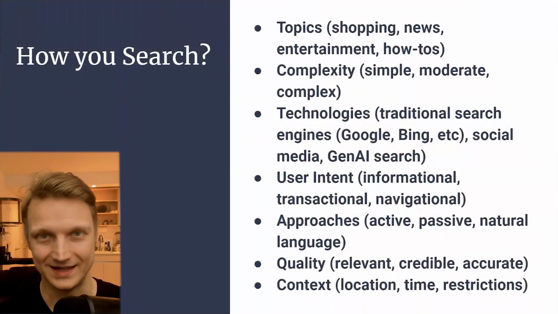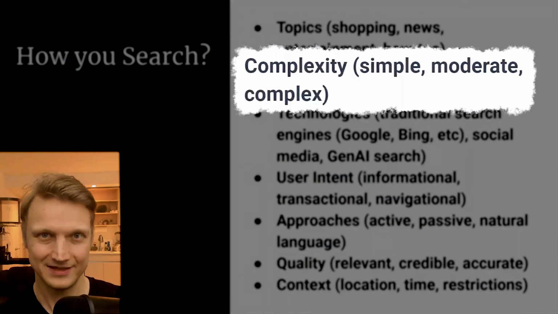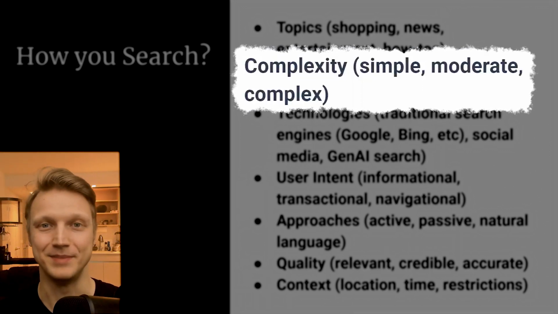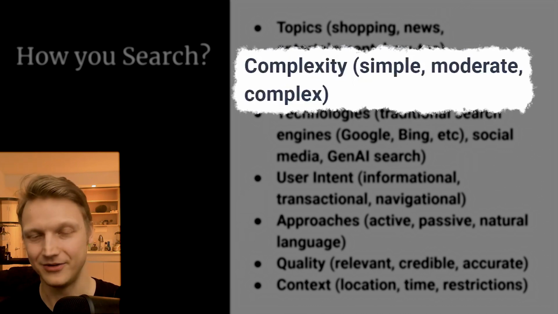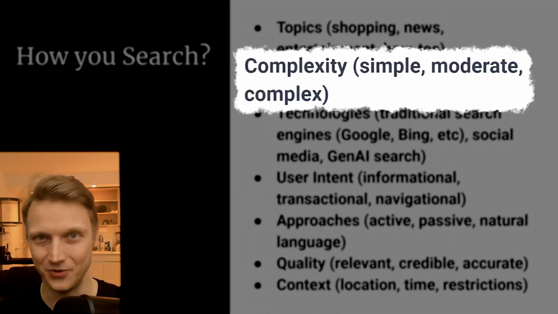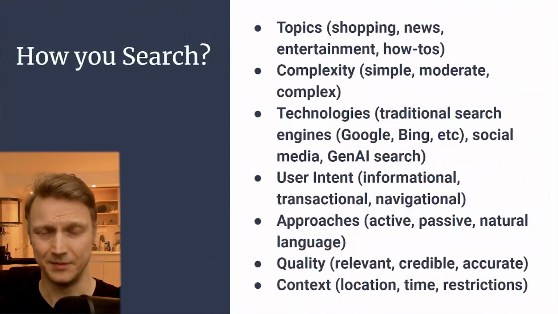And there is the complexity of search. You can be looking for something simple, really fast, like the latest Beyonce songs, for instance, or it can get quite complex if you're researching the Roman Empire or the architecture of neural networks. There are various approaches to search.